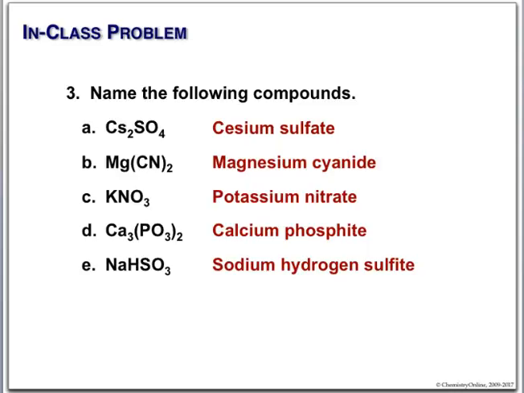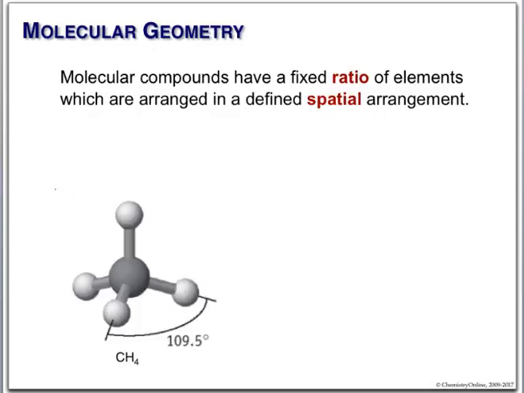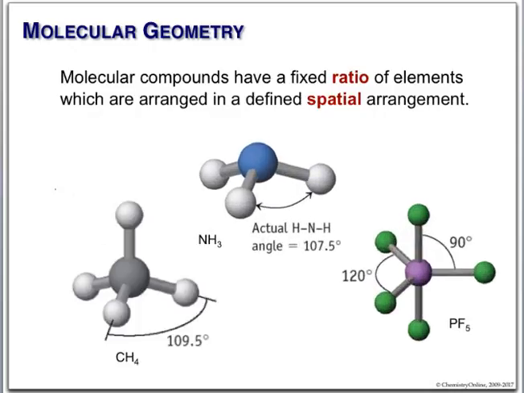All right, I'd like to end up the chapter here talking a little bit about the geometry of molecular compounds. Now, ionic compounds just kind of stick together because they're pluses and minuses. Molecular compounds, however, have a defined geometry in space. Predicting that turns out to be relatively easy. A molecular compound will have a fixed ratio. Every methane will have 1 carbon, 4 hydrogens, and they're always arranged like this. This is called a tetrahedron.